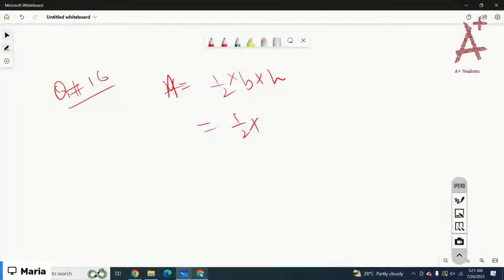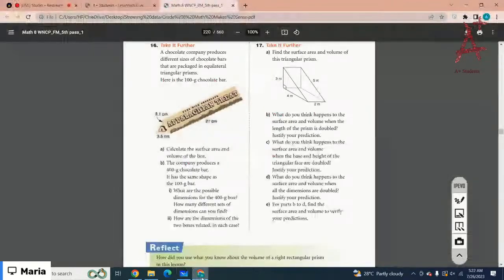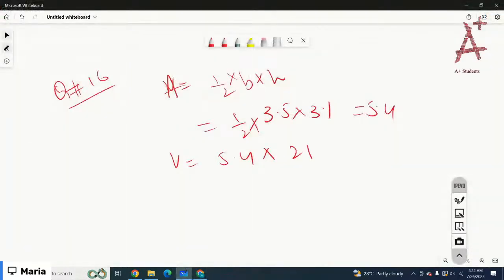3.5 times 3.1. Okay, so it is 3.5 times 3.1, 10.85, and 10.85 divided by 2, that would be 5.4. So volume is 5.4 times the length. The length is 21. 21 times 5.4, that would be 113.4. Got it?